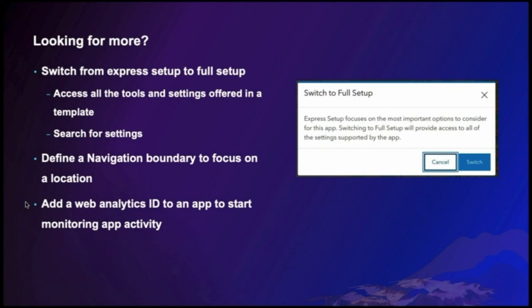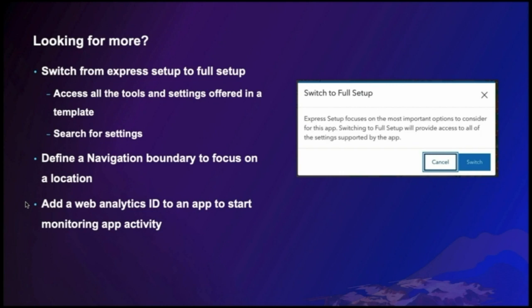Customizing an app takes the configuration experience to the next level. Now, rather than focusing on the most necessary settings, we can truly cater certain settings or options to fit the story that an app is trying to tell. With the increase of settings and options in Full Setup, the configuration panels offer the ability to search for settings or options. For example, if I already know that I want to add the base map toggle tool to an app, I can search for base map and should be directed to the base map toggle setting in the configuration panel.